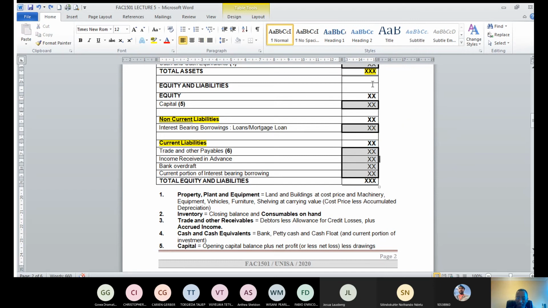The bottom section of my statement of financial position is then called total equity and liabilities. Total equity and liabilities will consist of my three headings now, which is equity, plus your non-current liabilities, plus your current liabilities. You add those three amounts together, and that will give you your total equity and liabilities. Total equity and liabilities will then be the answer to the last section, the bottom section of your statement of financial position.